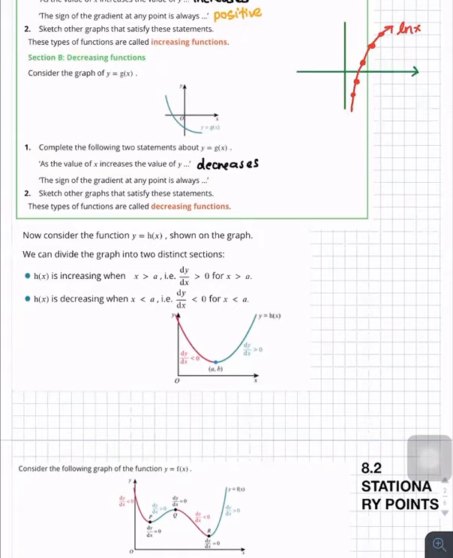Okay, continue. The sign of the gradient at any point is always... Try, look at this. Tangent going down. At this point, the tangent line is still going down. The slope is positive or negative, Sajida? Negative. So what is the sign of the gradient?